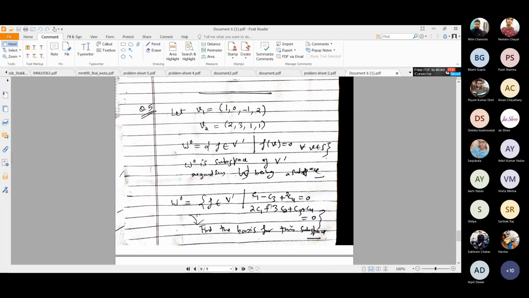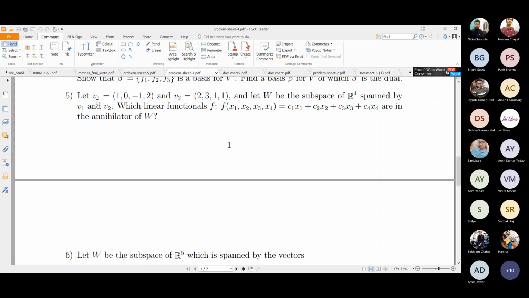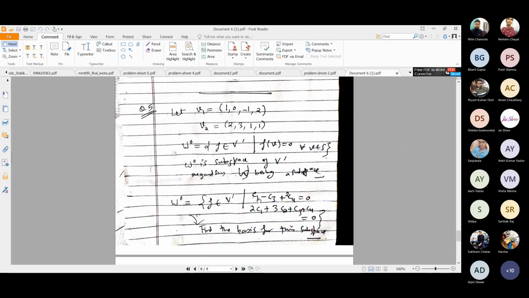So you can just apply the definition. What the definition says is f of v equals 0 for every v in W. And what does this W comprise? It is the span of these two vectors, the span of v1 and v2. So this is only possible when f of v1 equals 0 and f of v2 equals 0. When you write f of v1 equals 0, this would be c1 minus c3 plus twice c4 equals 0, and 2 c1 plus 3 c2 plus c3 plus c4 equals 0.